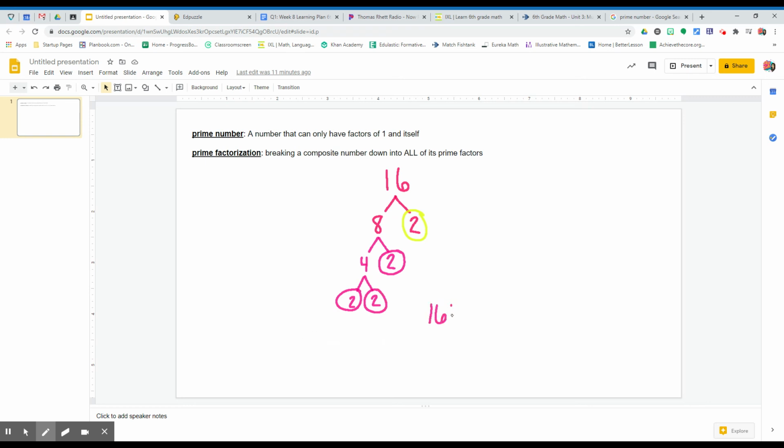So 16, its prime factorization would be 2 times 2 times 2 times 2, which is the same thing as 2 to the 4th power because we multiplied 2 4 times. This introduction into what we like to call factor trees or prime factorization is really going to help when we are learning about the greatest common factor and the least common multiple, or what we like to call the GCF and the LCM, when we are learning about these this week in class.